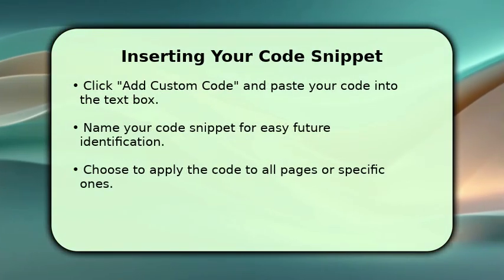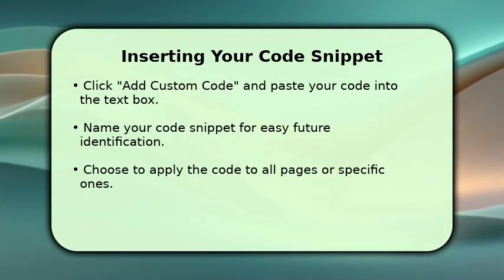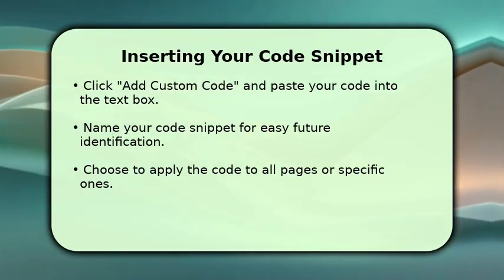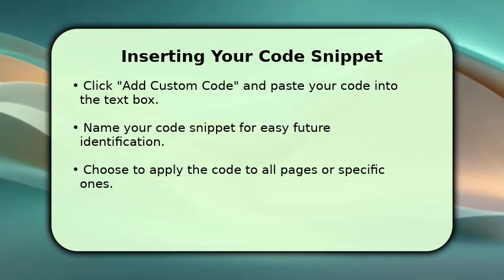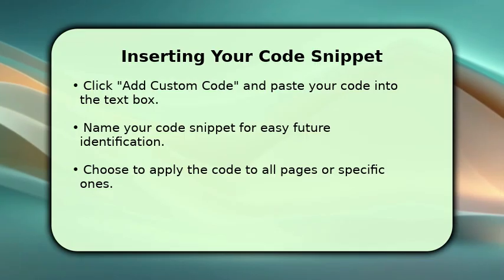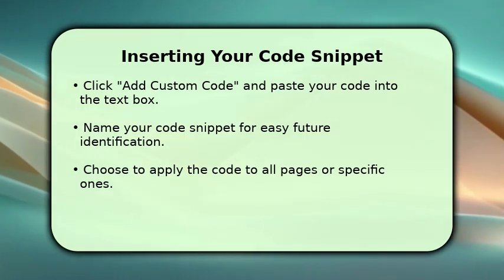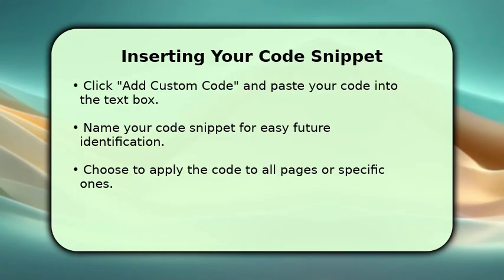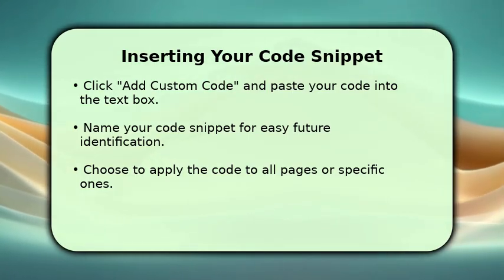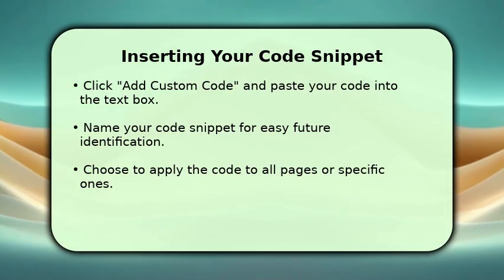Once you are in the Custom Code panel, click the Add Custom Code button. Paste your code snippet into the provided text box. Give your code a clear, recognizable name. You can choose to apply this code to all pages or select specific ones. Crucially, decide where to place your code, in one of three sections: the head, body start, or body end, based on your code's requirements.